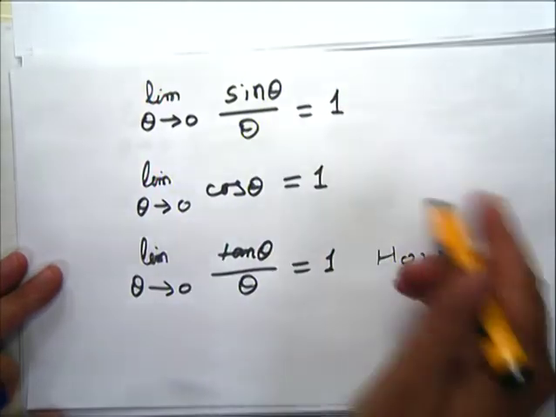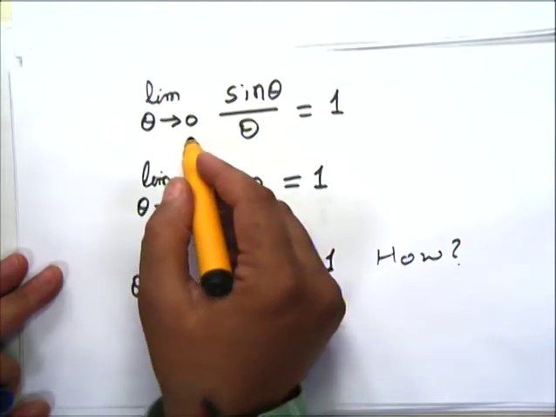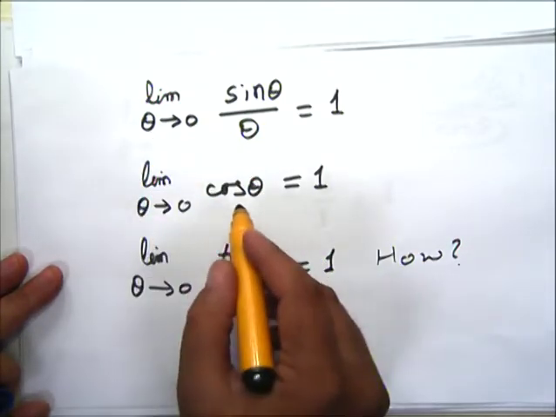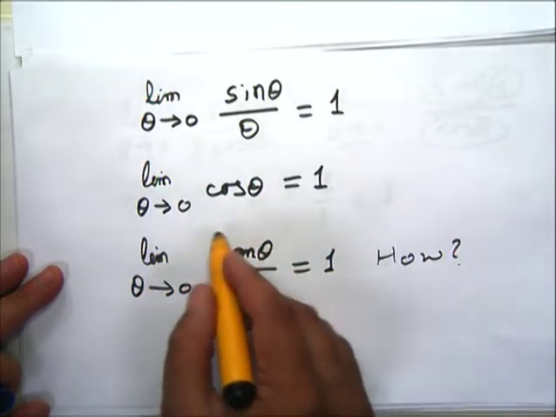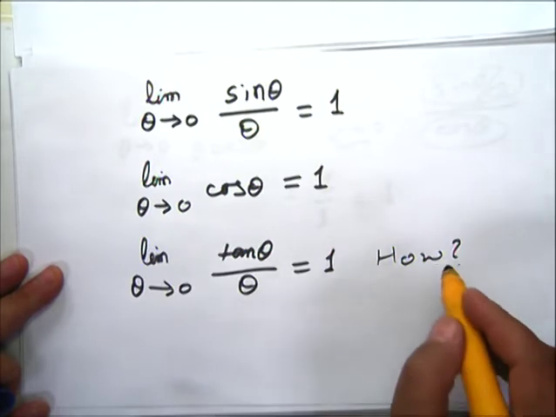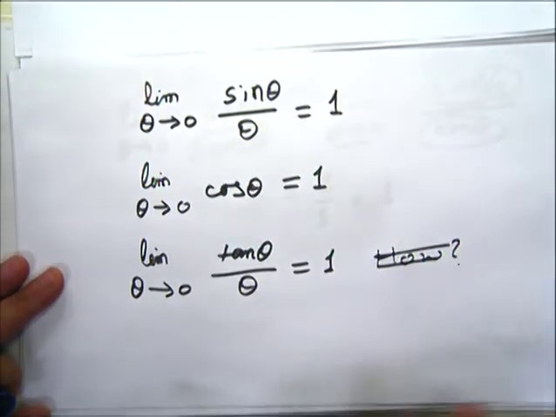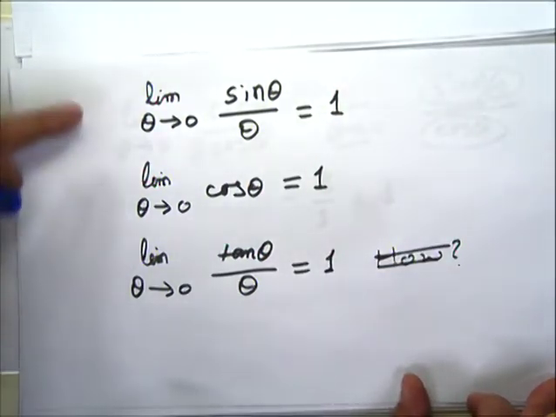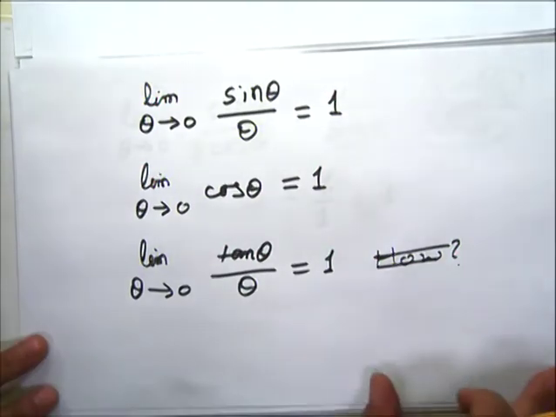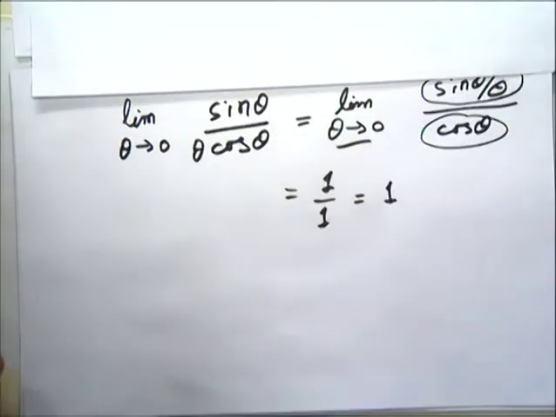So these are the important limits. Sine theta upon theta is 1 when theta tends to 0. Similarly, when theta tends to 0, cos theta is equal to 1, and also limit theta tends to 0 tan theta upon theta is 1. So you know how it is 1. With the help of these three formulas, we can now solve problems.